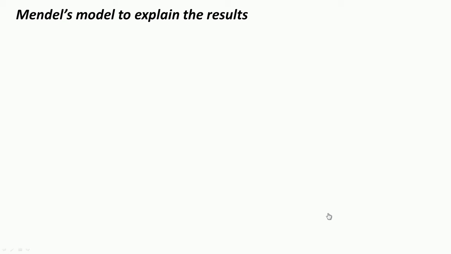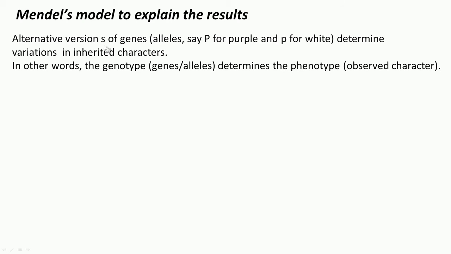So, after a lot of experiments with a lot of single characteristics, dual characteristics and so on and so forth, Mendel came up with a model to explain the results, which can be given as follows. Alternative versions of genes or alleles, say capital P for purple and small p for white, determine the variations in inherited characters. This is the first aspect of the model. In other words, the genotype, genes or alleles, determine the phenotype, which is the observed character. The P determines whether it is purple and the small p determines whether it is white.